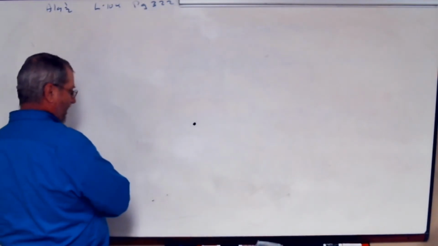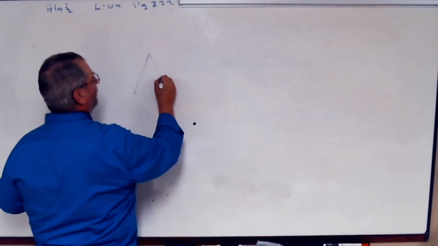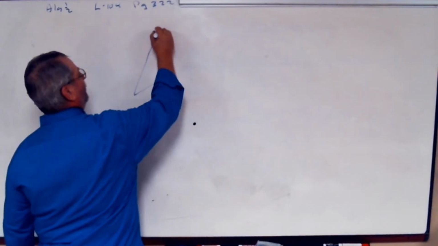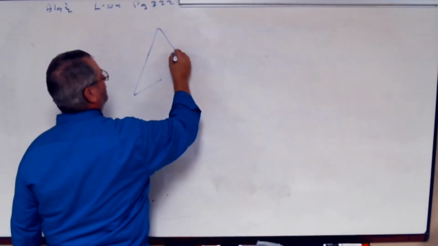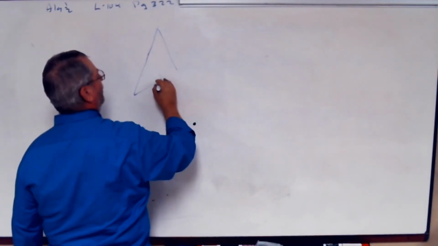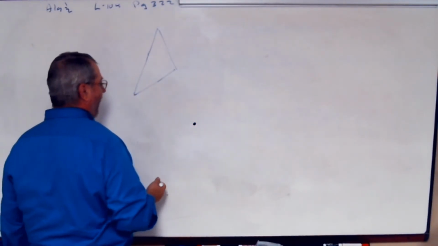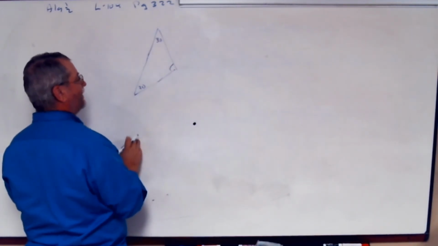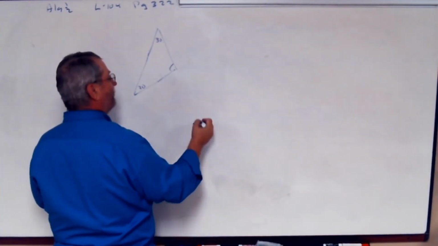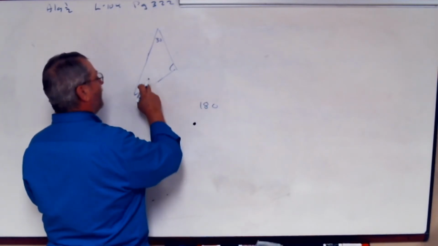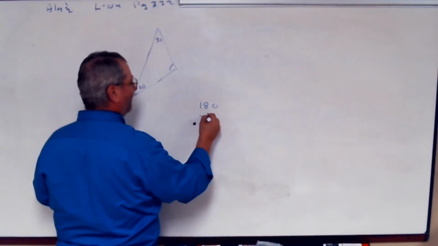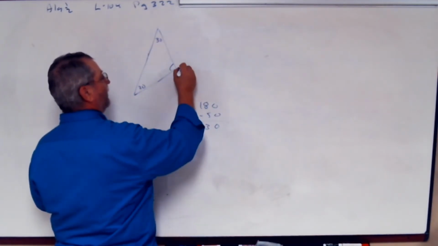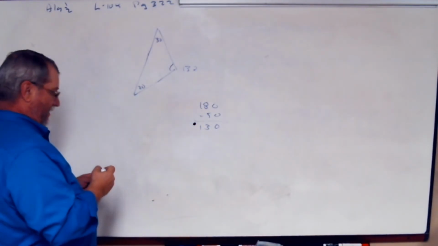Let's look at some other stuff here. If you had a triangle like this, it's not any special kind of triangle. Let's bring it down further. There we go. Let's say this is 20 and this is 30. How do I find this one here? All three added up have to equal what? 180. 20 plus 30 is 50. Subtract 50, and the remaining angle is 130. You see how to do all that, okay?